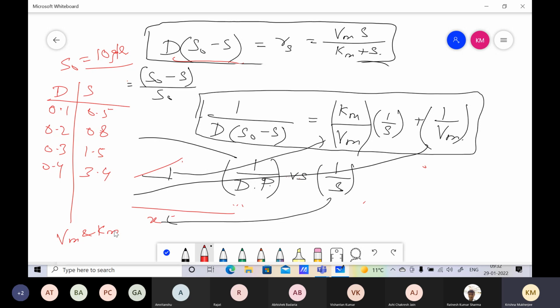So the first easiest method would be, as I told you, what I tell my MSc students: from this data, take the Excel sheet and extend it and plot here 1 by D (S0 minus S). Which is easy enough. You can calculate these data points.